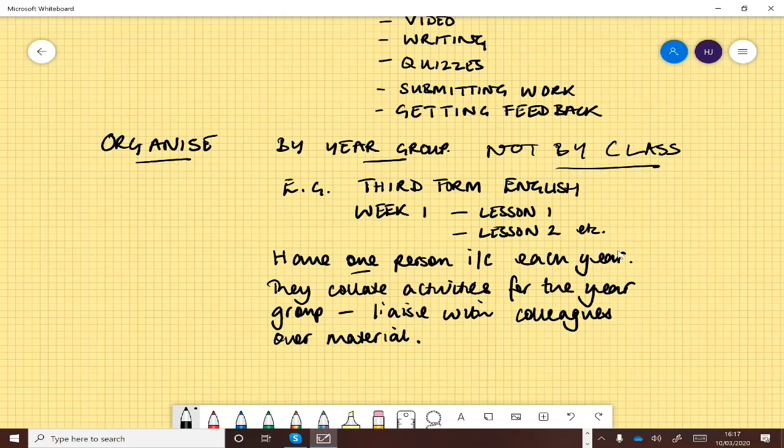But really, this move towards year group pages and week 1, lesson 2, etc., we would move to at a point where we were in a situation where we had lots of people away. But that's the organisation that I would want when we get there. I hope that's of some use.